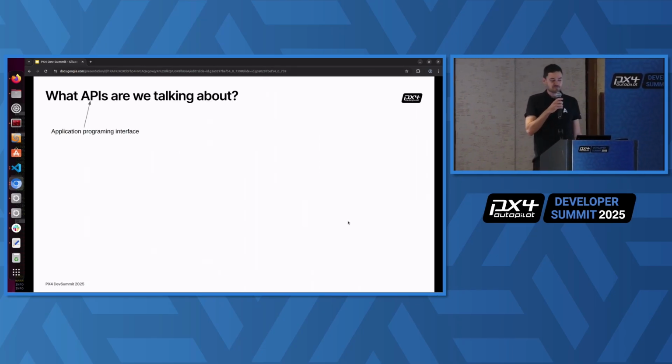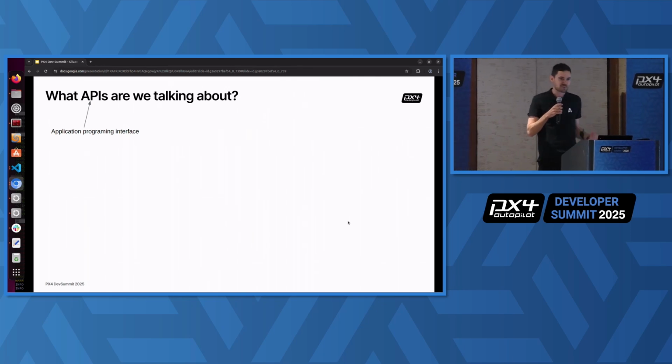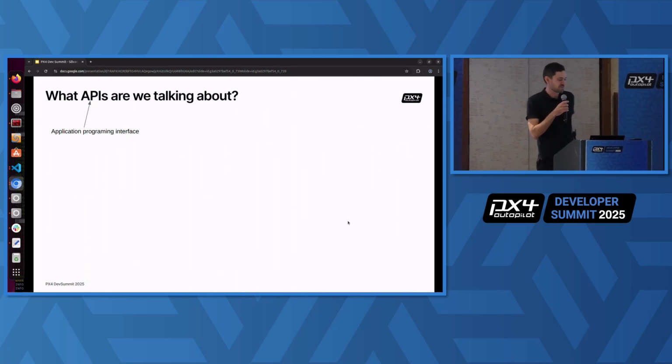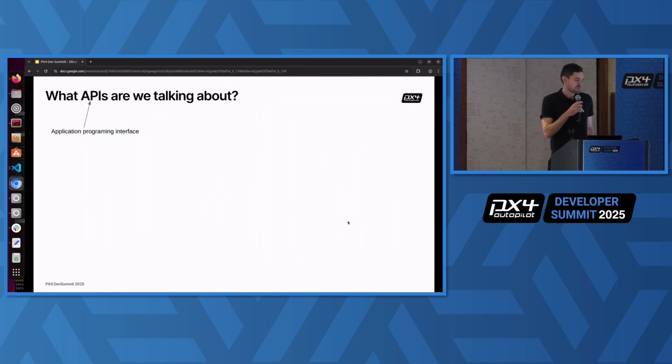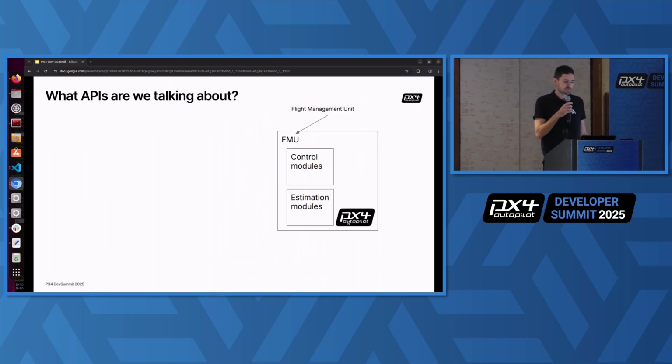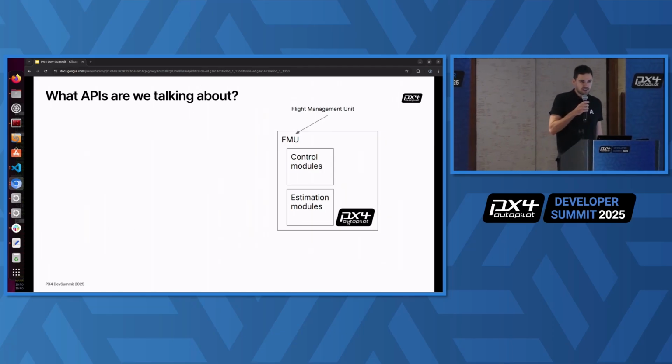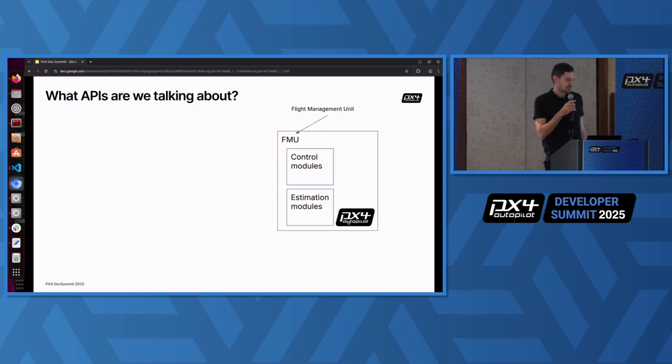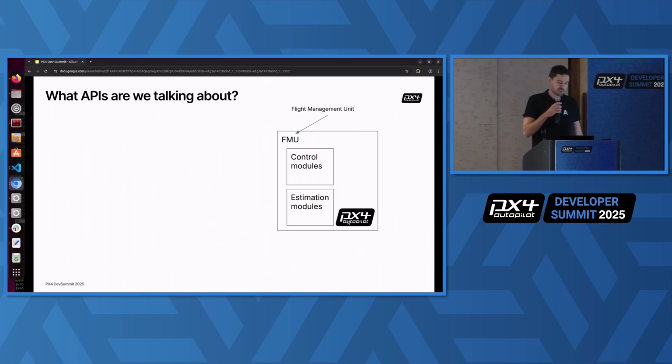So what are we talking about? We're talking about APIs, so interface between different software components. In our case, actually, there's even a hardware boundary in between. So we have on one side the FMU that's running our beloved PX4, different control modules, drivers, estimation modules, all real-time, all very stable, but very limited in flash and memory and everything.